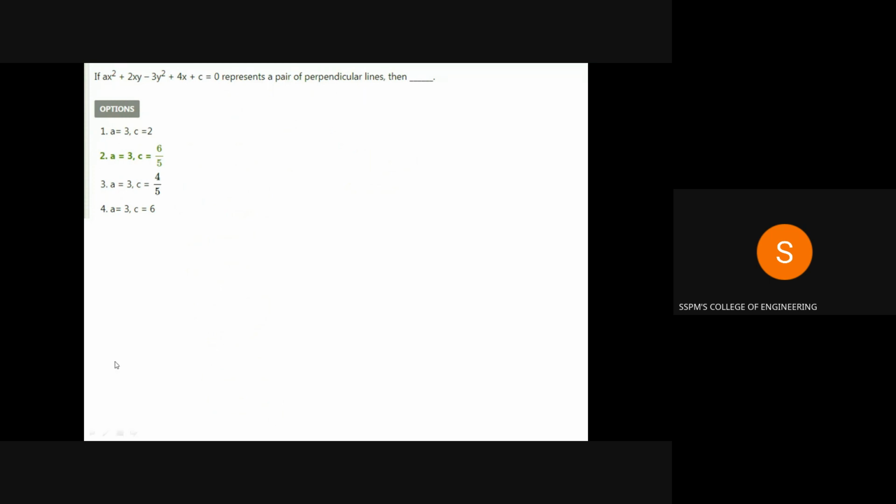If ax square plus 2xy minus 3y square plus 4x plus c is equal to 0 represents a pair of perpendicular lines. Okay, so we have already seen the equation for parallel lines. It is h square is equal to ab. Now we will see what is the condition for perpendicular lines. First we will compare it with the standard form. Again here small a is already used, so we will use capital A here.